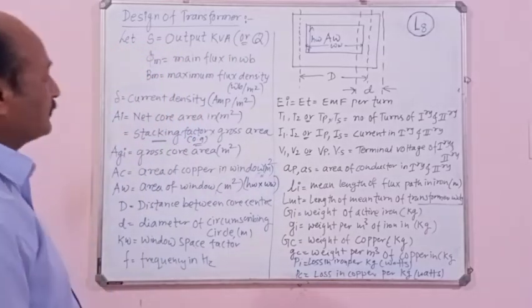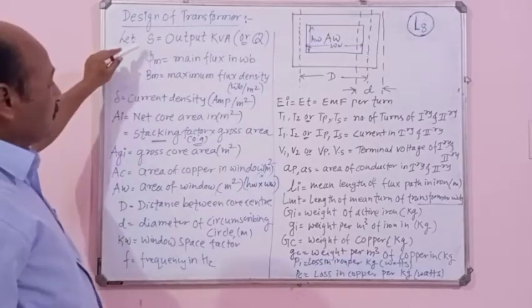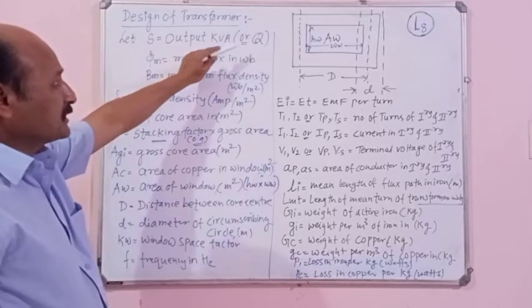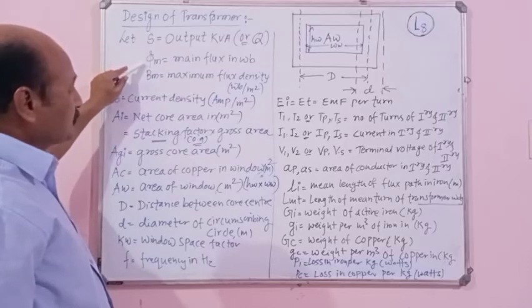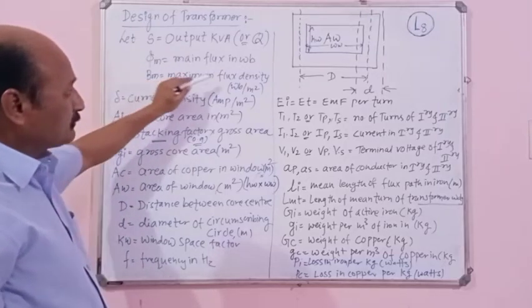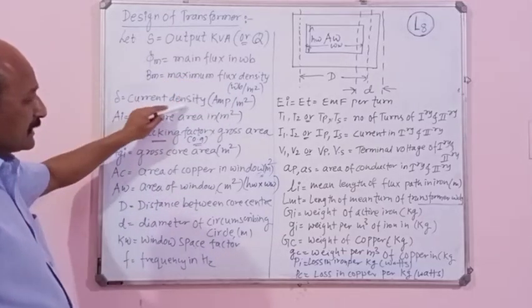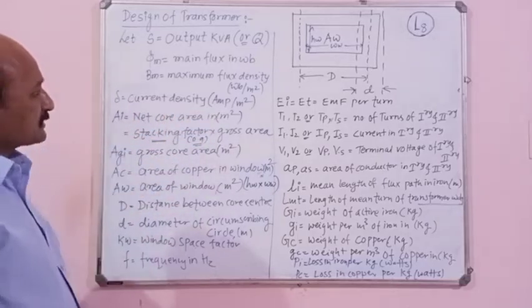So again I am repeating all the abbreviations while designing the transformer. Capital S, that is the output in kVA, sometimes Q. Phi m is nothing but the main flux in Weber. Bm equals the maximum flux density in Weber per meter square. Delta is nothing but the current density in ampere per meter square.